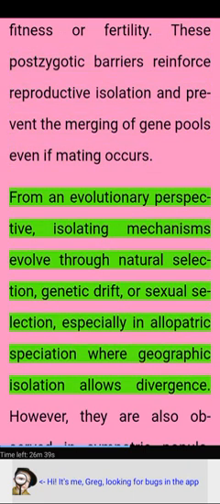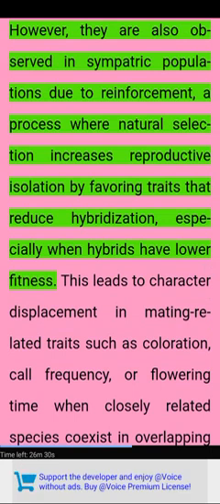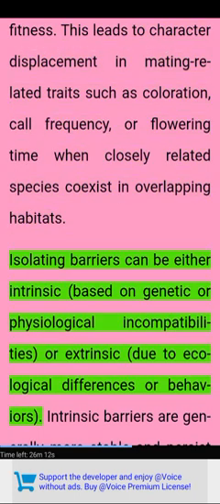From an evolutionary perspective, isolating mechanisms evolve through natural selection, genetic drift, or sexual selection, especially in allopatric speciation, where geographic isolation allows divergence. However, they are also observed in sympatric populations due to reinforcement, a process where natural selection increases reproductive isolation by favoring traits that reduce hybridization, especially when hybrids have lower fitness. This leads to character displacement in mating-related traits such as coloration, call frequency, or flowering time when closely related species coexist in overlapping habitats.